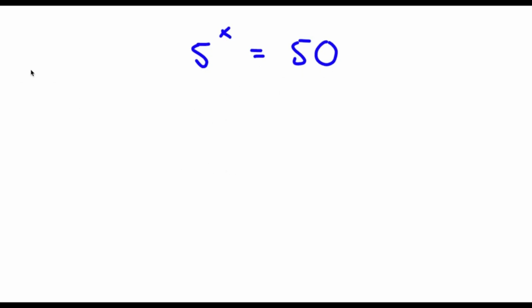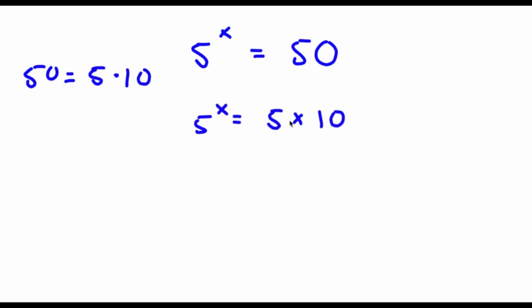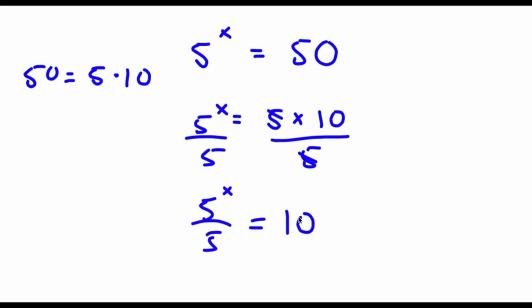Now 50, this is the same thing as 5 times 10. So now I have 5 to the power of x is equal to 5 times 10. Now I'm going to go ahead and divide both sides by 5. So then these two cancel out, and I'll have 5 to the power of x over 5 is equal to 10.